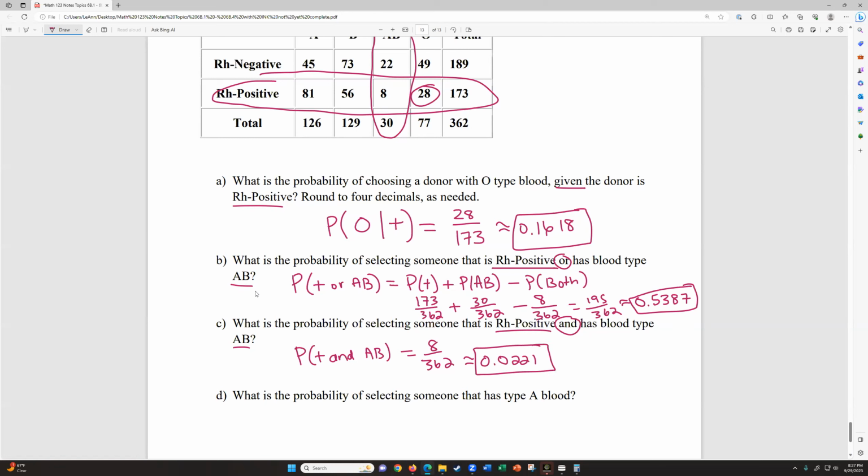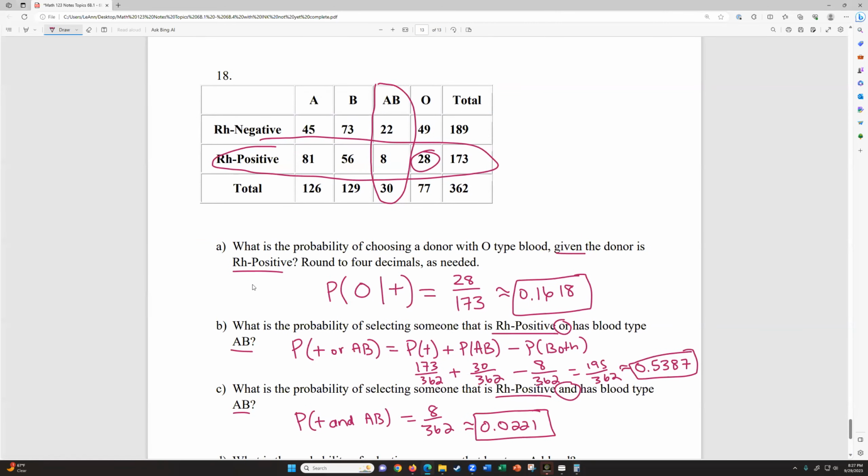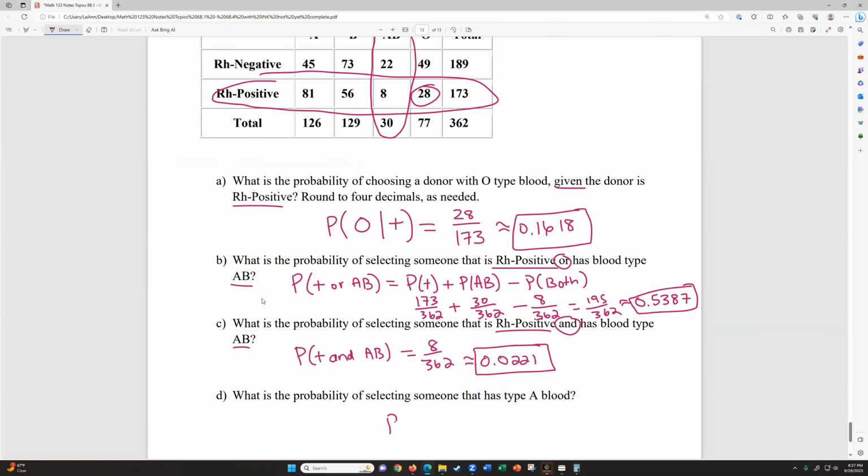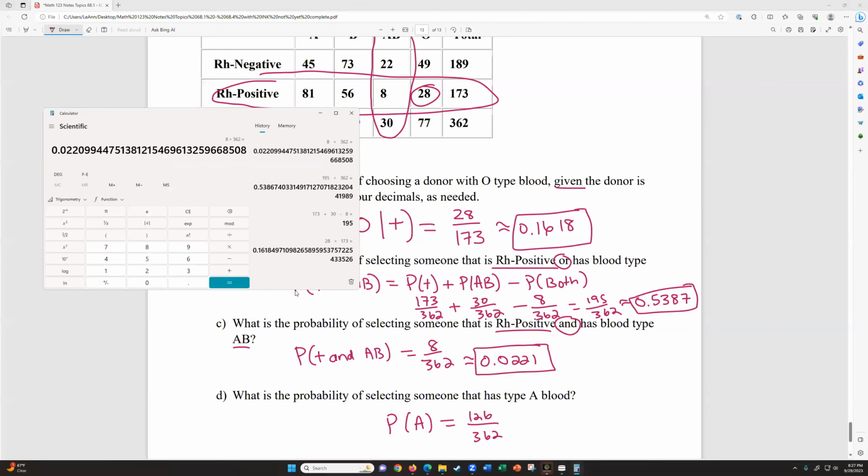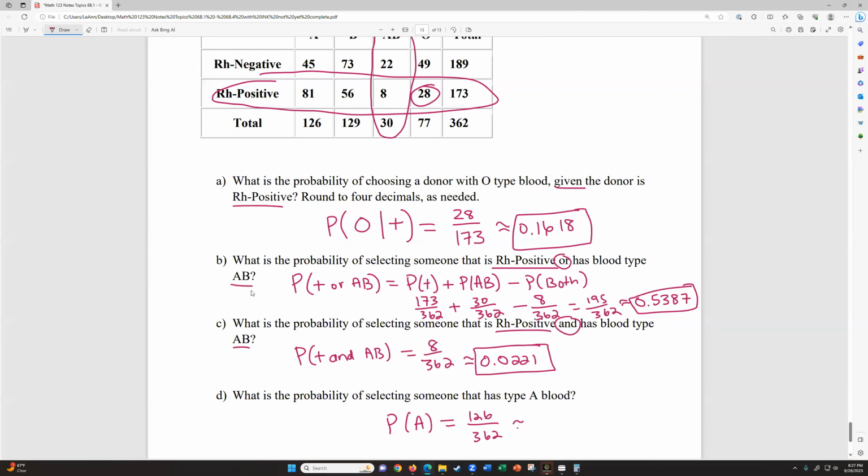What is the probability of selecting someone that has type A? So notice again, just a straight not or and or given. It's just A blood. So A blood is 126 people out of 362. 126 divided by 362. That would be 0.3481.